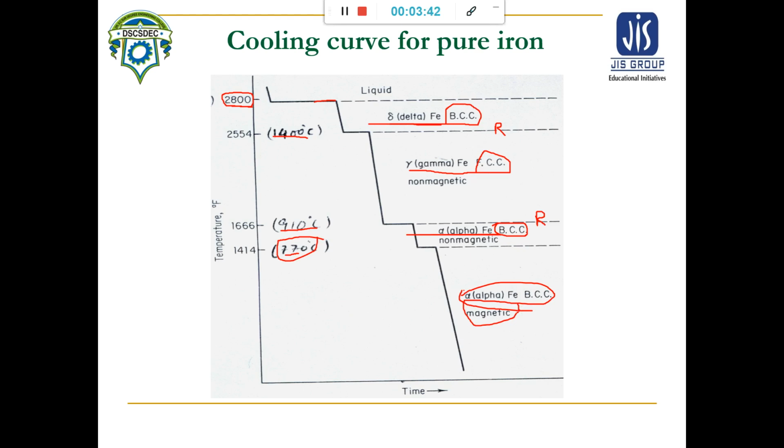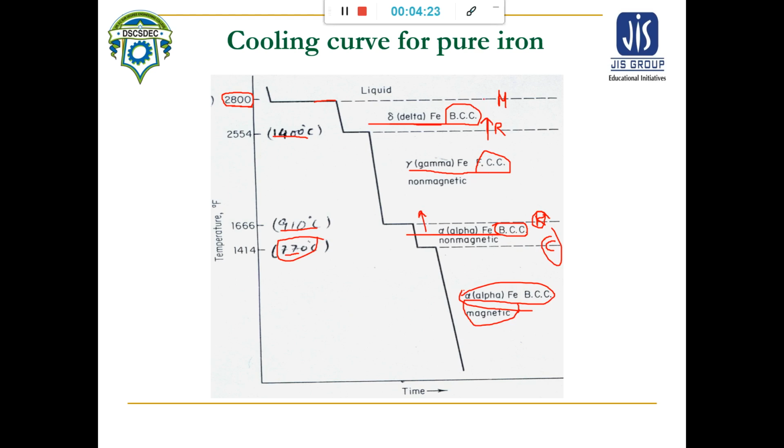Now at 770 degrees Celsius, what happened? The magnetic nature of iron changes to non-magnetic nature. So this temperature, 770 degrees Celsius, is known as the Curie point temperature. So from the cooling curve we can see four distinct temperature lines. First one is the Curie point temperature line, second one is a recrystallization temperature line where alpha to gamma transformation will occur, and again at 1400 degrees Celsius there is another recrystallization temperature line where gamma to delta transformation will occur.